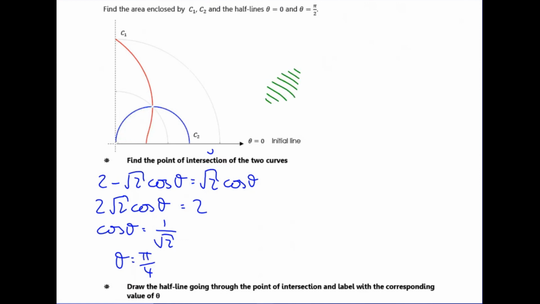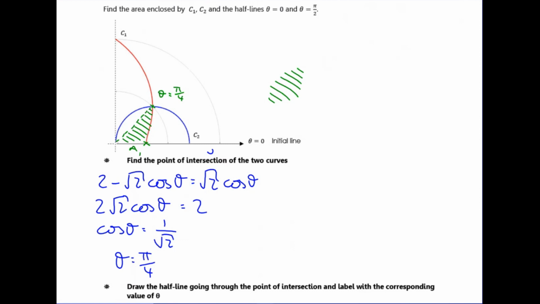Okay. The C1, we start out here, and as you increase theta, you go up here to theta is pi over 4. The half line for pi over 4 is in here. So you're doing a load of little sectors up to here until you get to pi over 4. But this is the area that we found. This is A1.